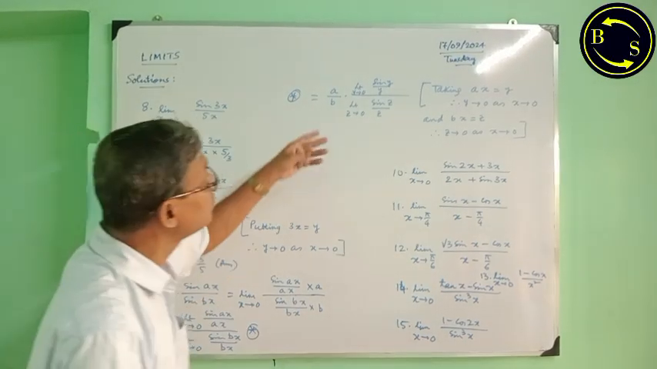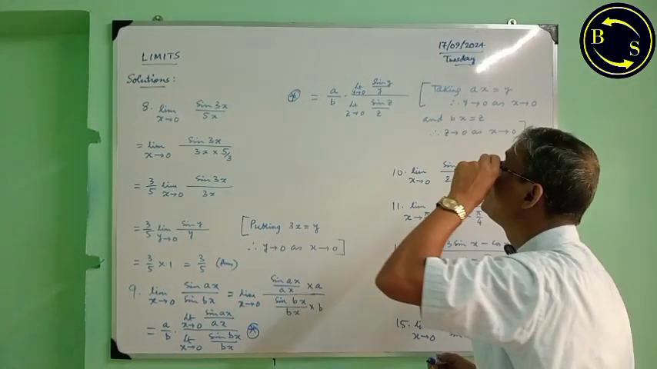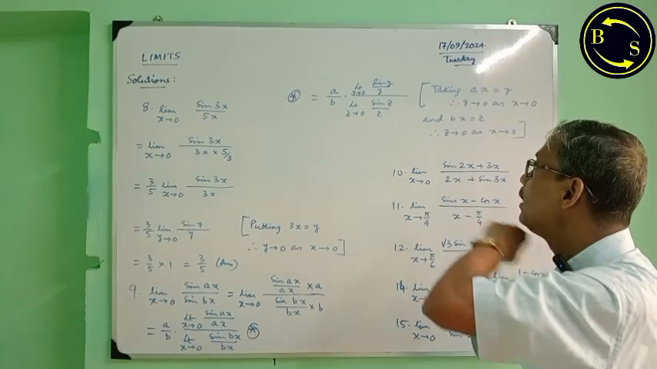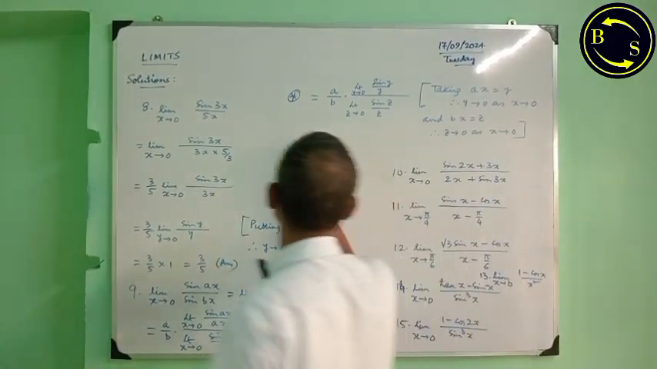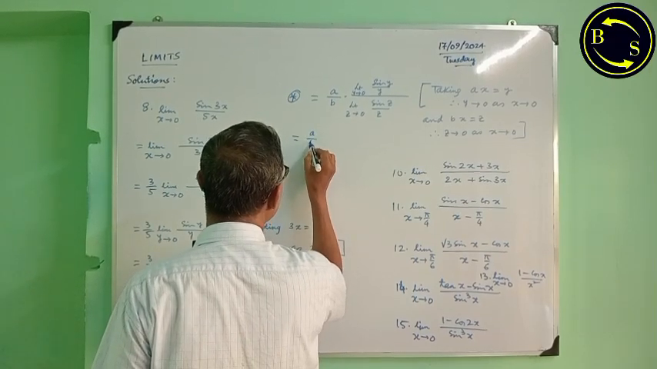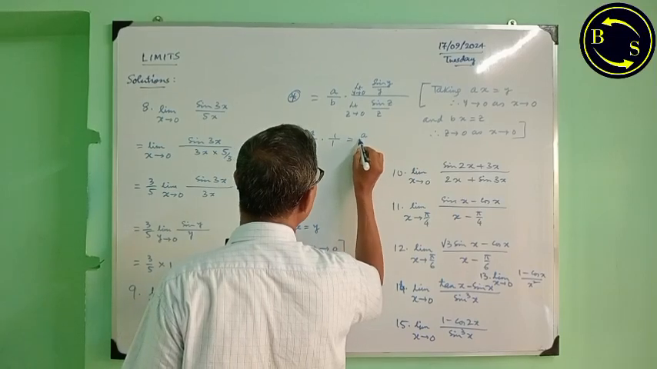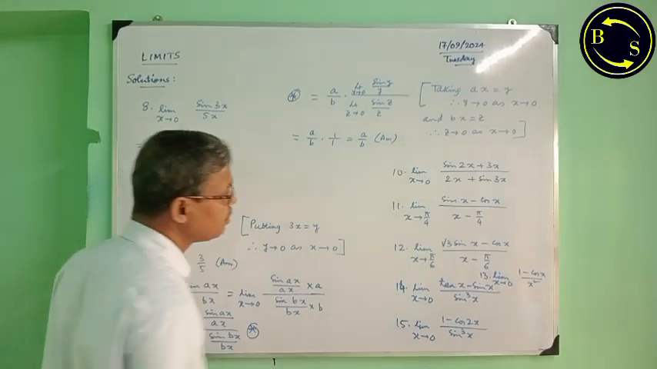Finally, we have got two standard limits, limit y tends to 0 sin y by y at the numerator, and limit z tends to 0 sin z by z at the denominator. Now we put the values a by b into 1 by 1, therefore finally a by b. That is the answer of this sum.